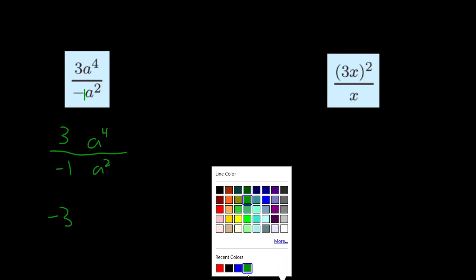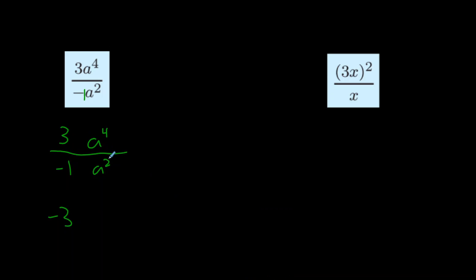Okay, so 3a to the 4th over negative a squared. On this one, I'm going to do the same thing. I'm going to separate it out. This negative right here, I can rewrite as -1 because these all have an invisible 1 in front of them. So 3 over -1, well, that's just -3. Then a to the 4th over a squared, we can take out that 2 there, so that will go away, and 4 divided by 2 equals a squared.